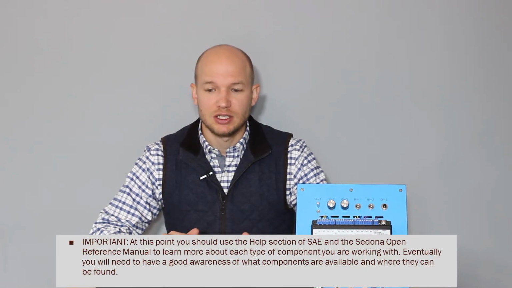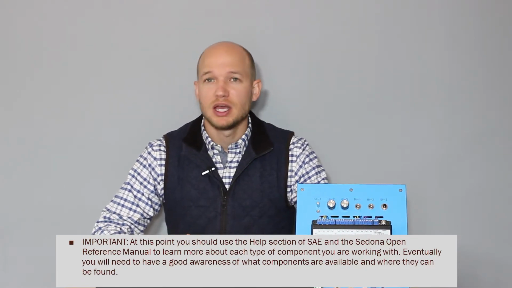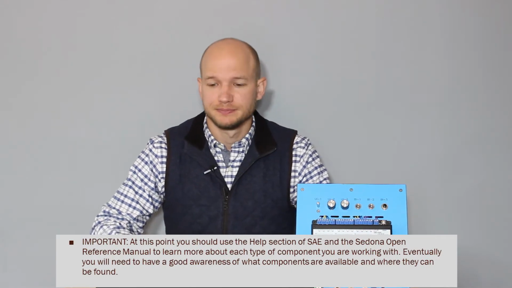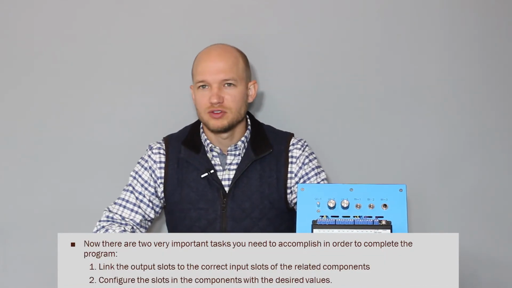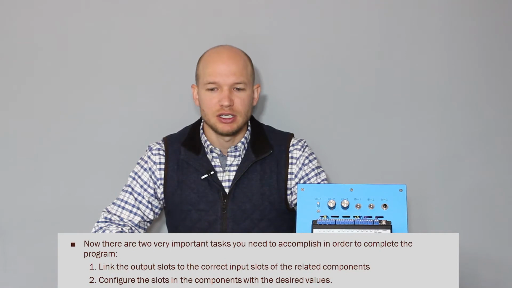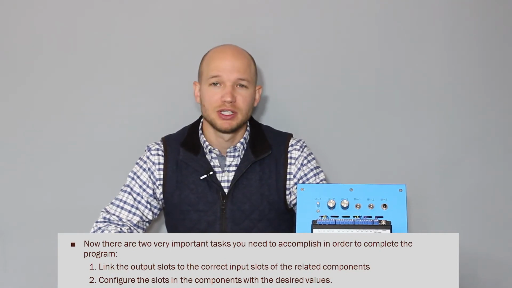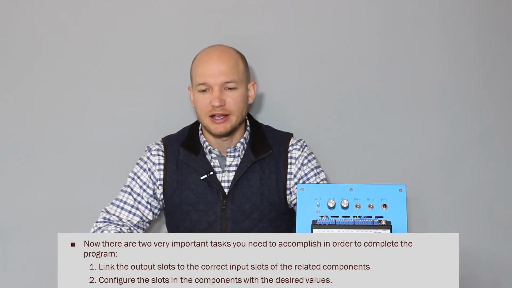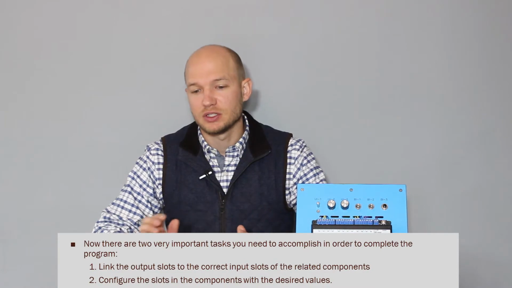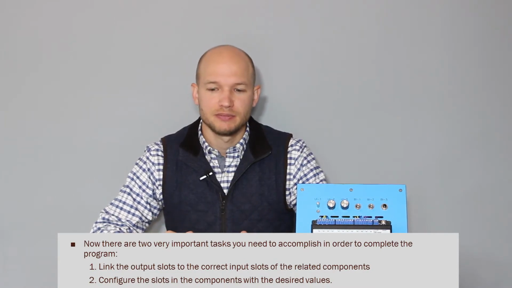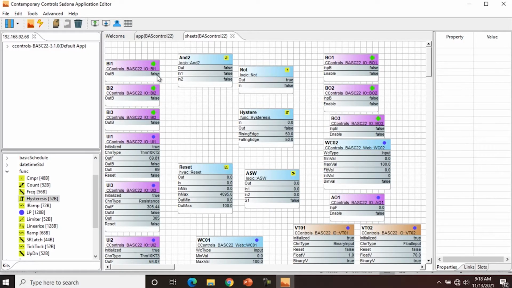And then you can also look at the Sedona Open Reference Manual, and that has a lot of good knowledge as well. So we've dragged our components onto the wire sheet, and now there's two important tasks that we need to do in order to complete the program. We need to link the output slots to the correct input slots, and then we need to configure those slots with the desired values. So binary input out is going to the in.